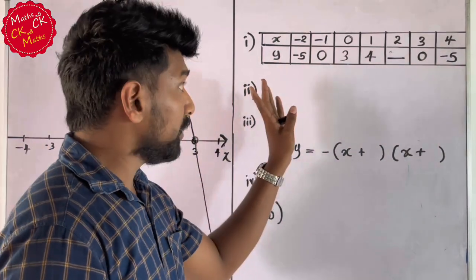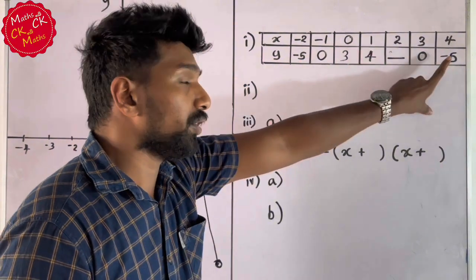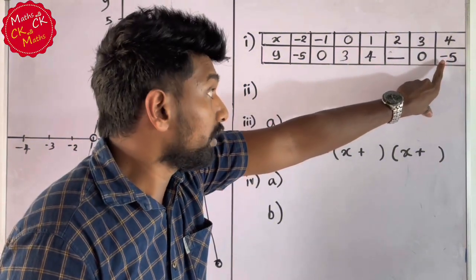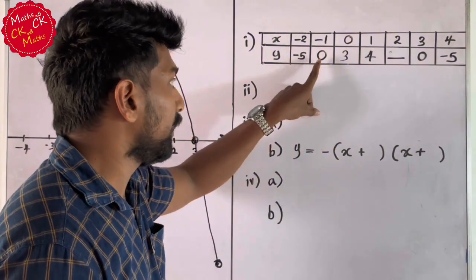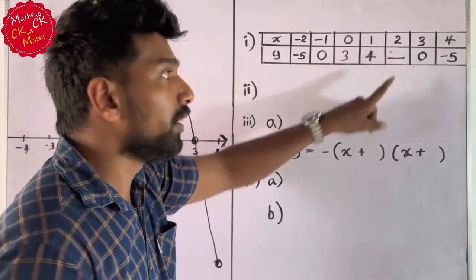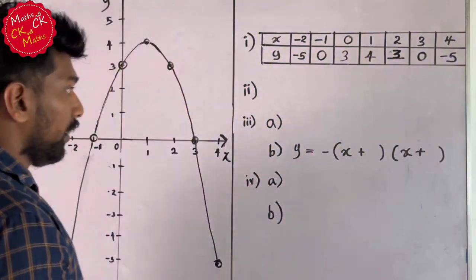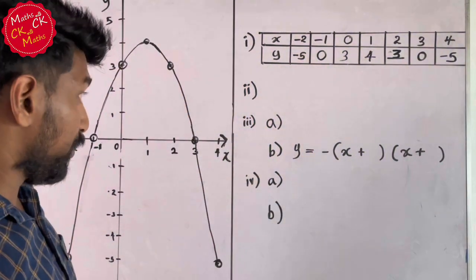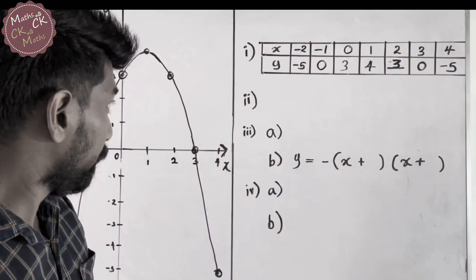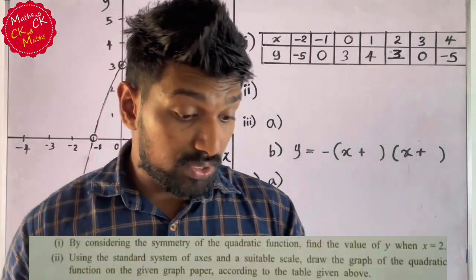How do we find it? By considering the symmetry. Here, if it is -5, definitely the last one should also be -5, and 0, 0, 3. What should be here? It's 3. That's the symmetry. Okay, then we can go to the next question. Let me discuss question number 2.